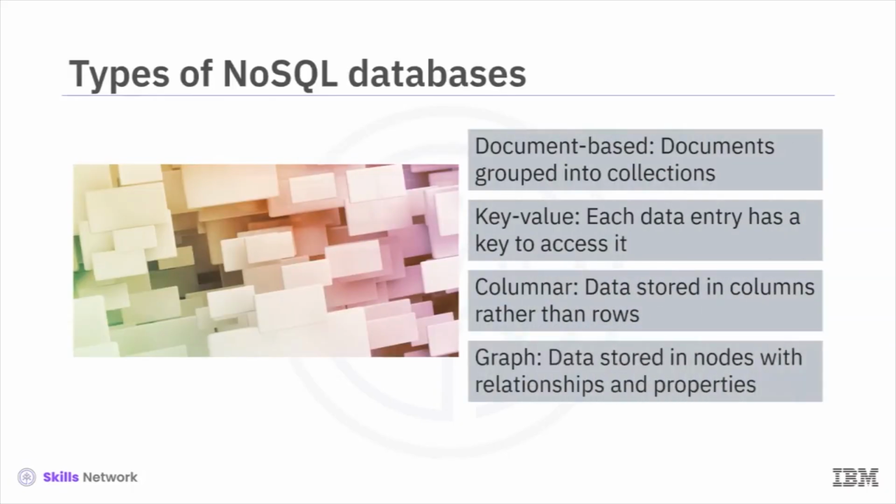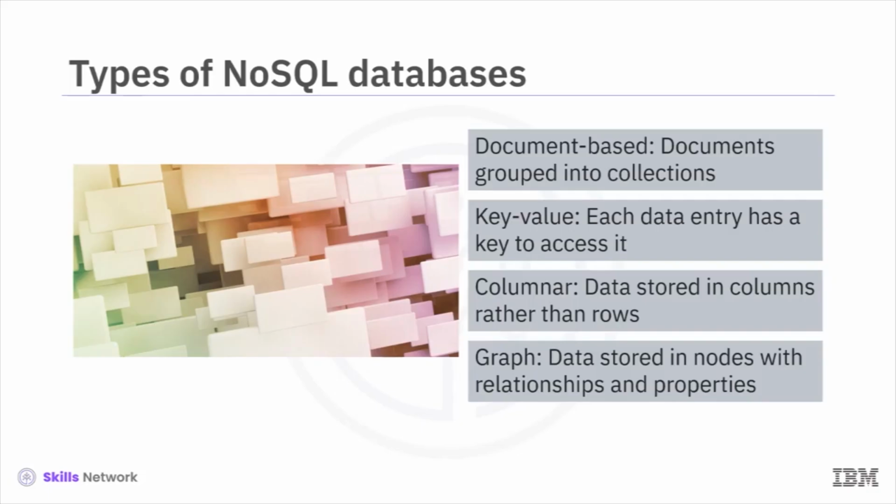Document-based databases store semi-structured documents such as JSON files. You group documents into collections, and each document has its own structure. Key-value stores each piece of data as a key-value pair, so you retrieve and update the data using the key.